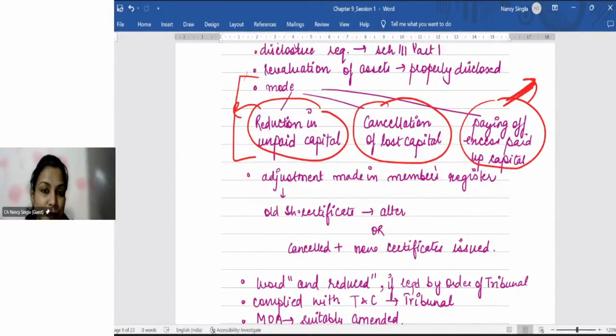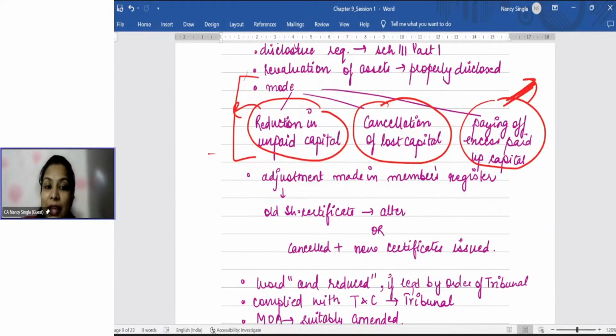ठीक है. So the company may go for reduction of capital in terms of section 66, either by reduction in unpaid capital, in paying off excess paid up capital, or by cancellation of the lost capital. ठीक है. Is it clear? Now in this situation, I told you that certain accounting entries must have been made. Auditor will consider that. ठीक है.